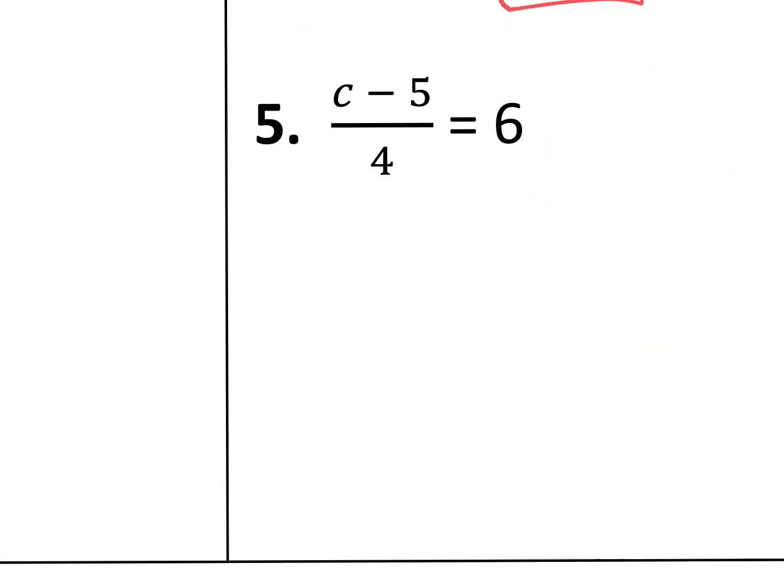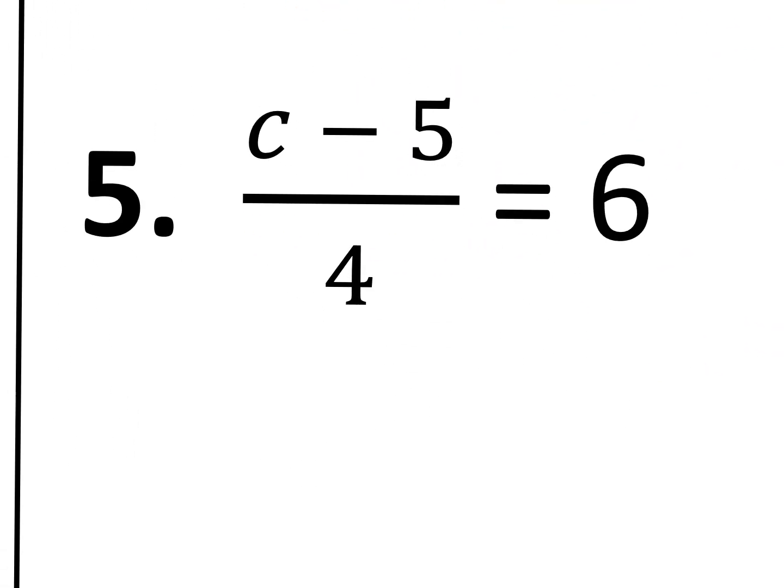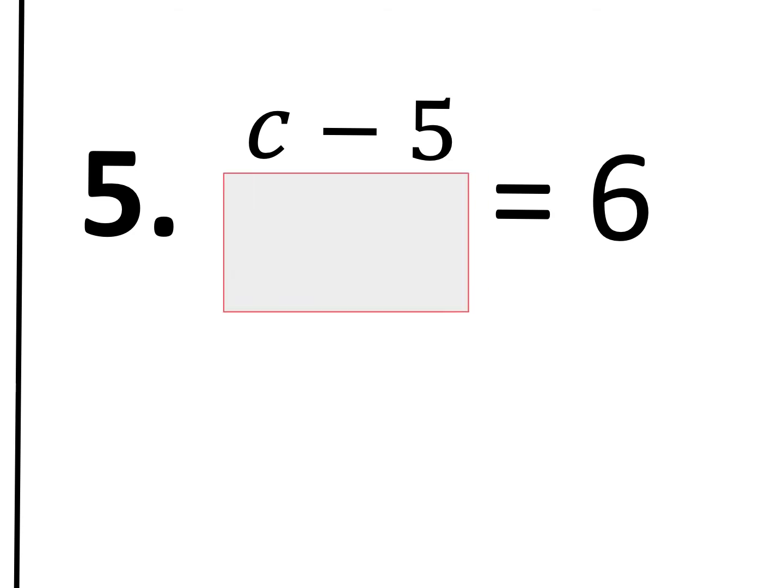Number 5, we get to some fractions. How many people look at that and they're like, man, that's confusing? Anybody think that's confusing? Yeah, okay, what's confusing about it? Well, that it's a fraction, huh? Would it be confusing if you didn't have this? What if it was just c minus 5 equals 6? Is that confusing? Heck no, that's easy, right? All you got to do is add 5 and you're done.